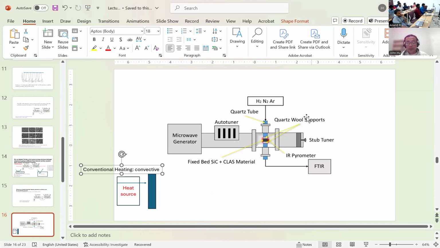Okay, so this basic cartoon shows how we do the microwave chemical looping, and we also have an IR as the online analyzer. When ammonia shows up, we analyze it by the online IR instantaneously. Okay, so all the data I'm going to show you next is coming from this experimental configuration.